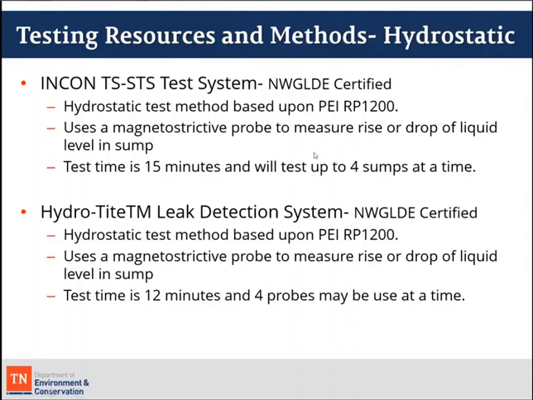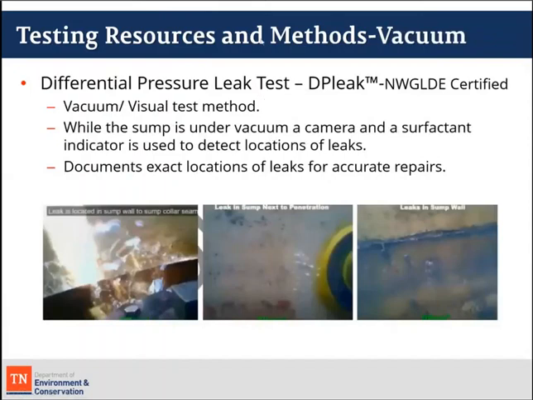They're still using a lot of the PEI or P1200s, preps of the sump, liquid levels, that type of thing. So Incon has a system. Hydrostatic has a system also that works off this magnetostrictive probe. There are also vacuum test methods that utilize a vacuum on the sump, a vacuum and a surfactant. The deep leak differential pressure leak test is a NUI-Glide certified vacuum/visual method.